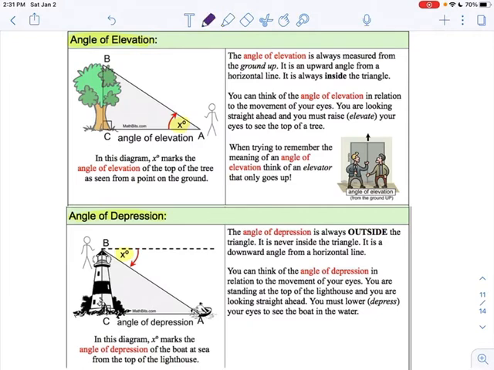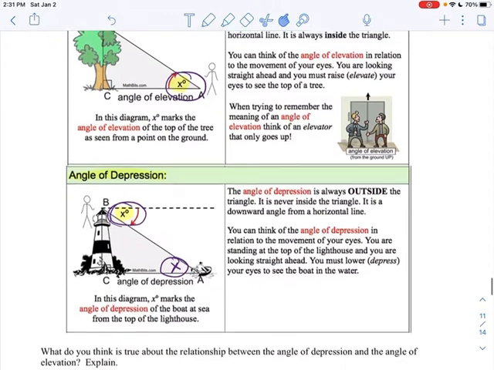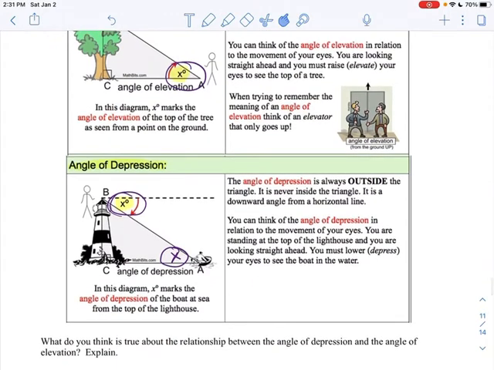Okay, but here's the thing. These are parallel lines, so your angle of depression can also be in the bottom corner, because those are alternate interior angles. All right, so the angle of elevation is in the bottom corner of your triangle. The angle of depression is technically outside of the triangle at the top, but because these are alternate interior angles and alternate interior angles are congruent, you can also put it in the bottom corner of your triangle.